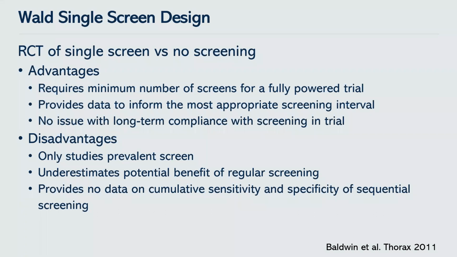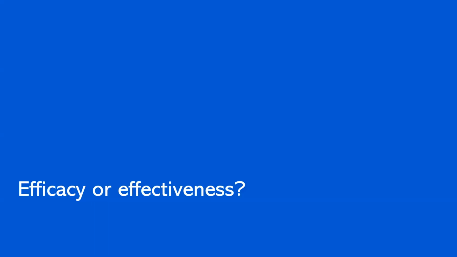The disadvantage is it only studies the prevalent screen, and we know from several screening programs that there's a big difference between what happens on a prevalent screen and on subsequent screens. It underestimates the potential benefit of doing regular screening, and it provides no data on the cumulative sensitivity and specificity of sequential screening. We generally think that if you were to screen somebody the next day, you'd get the same wrong result. And so you need to see what happens over time.